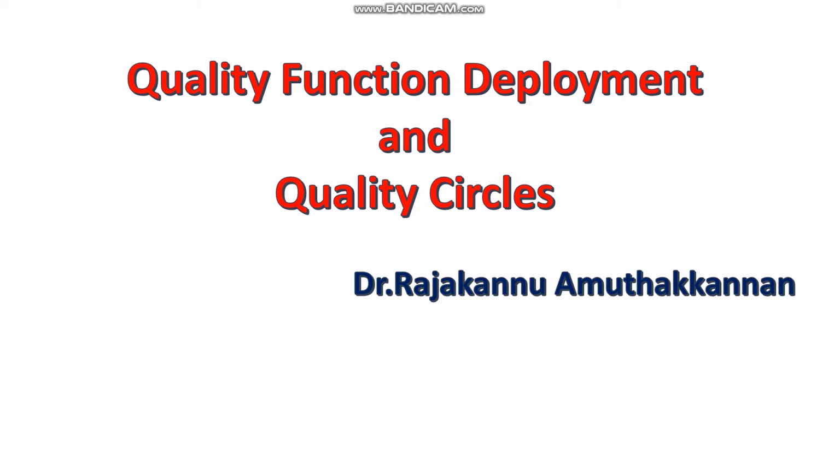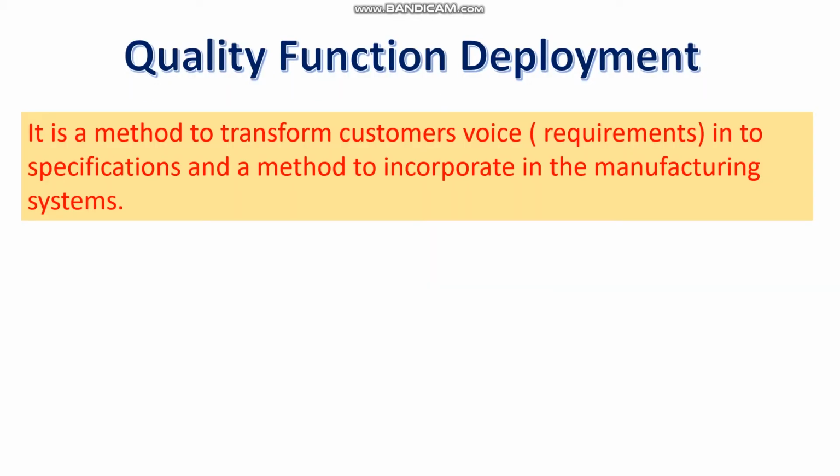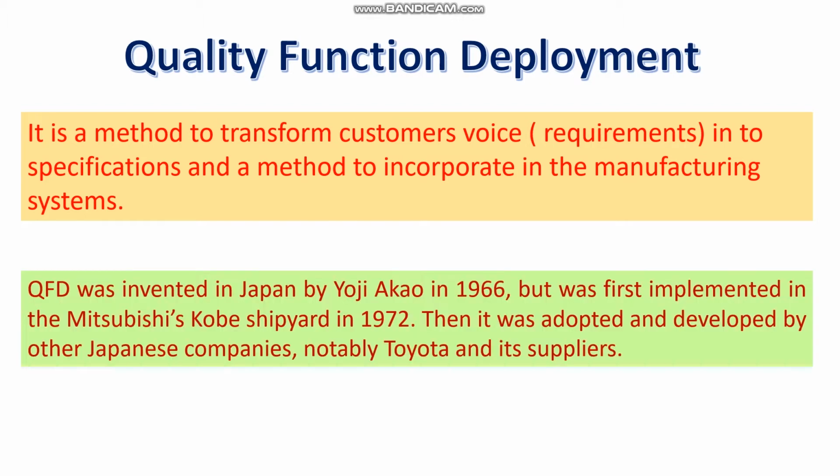Today we are going to see about quality function deployment and quality circles. What is quality function deployment? It is a method to transform customer voice into specifications and a method to incorporate in the manufacturing system. Shortly we call it QFD. This is widely used in total quality management.